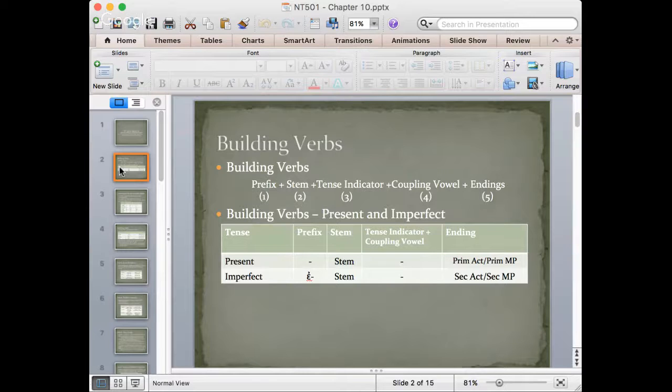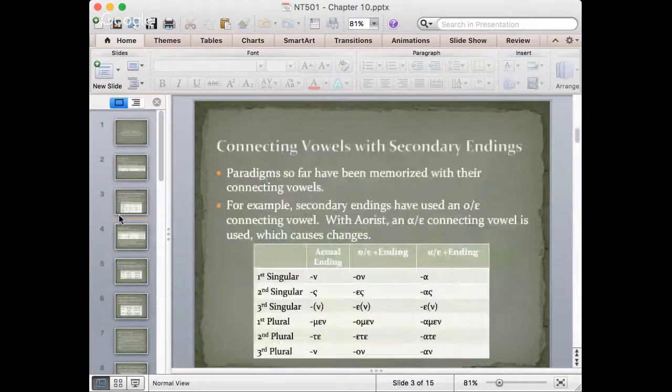And it's going to matter now because, welcome Wes, basically what's going to end up happening is that the aorist, for example, is going to take the type 2, type 4 endings, but the actual connecting vowel is going to change. And so that's the significance of what we're doing.